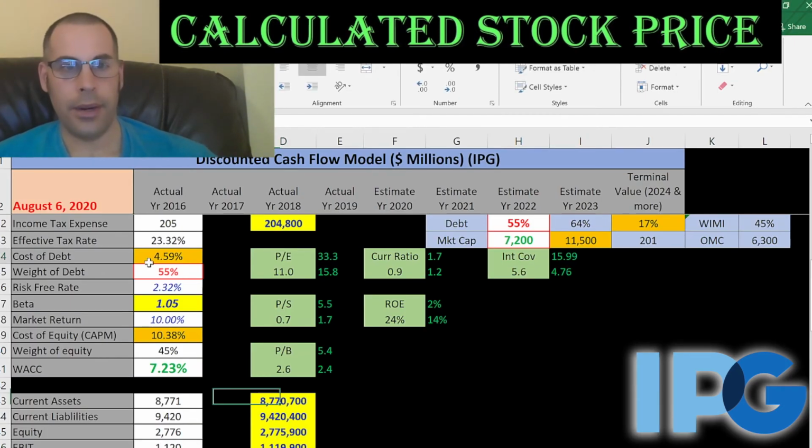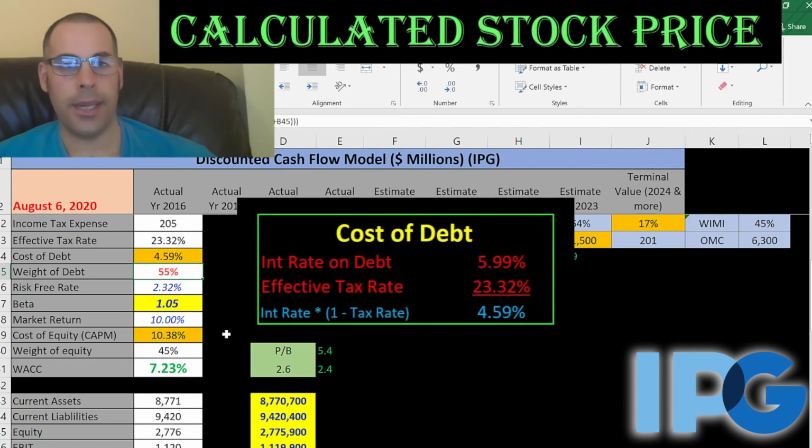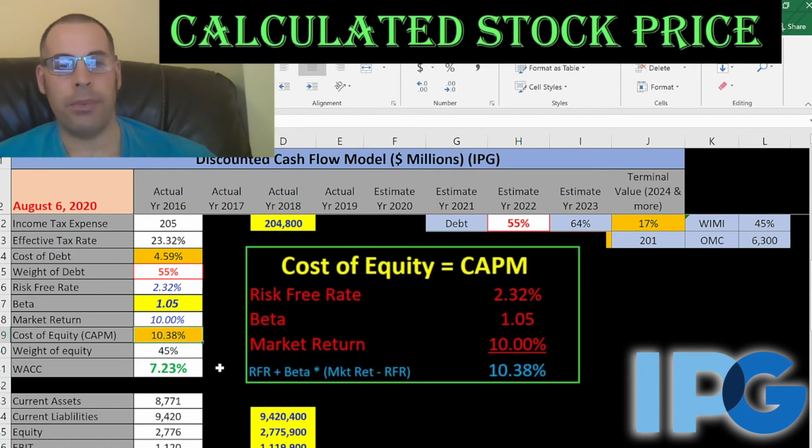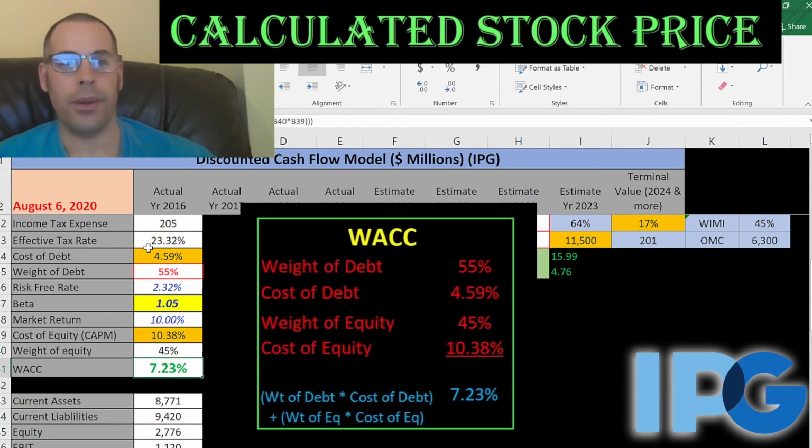Let's look at their capital structure. They're 55% debt. Cost of debt is 4.5%. 45% equity. Cost of equity is 10.4%. And the WACC is 7.2%, which is a blend of the cost of debt and cost of equity. That's a discount rate we're going to apply to the future cash flows.